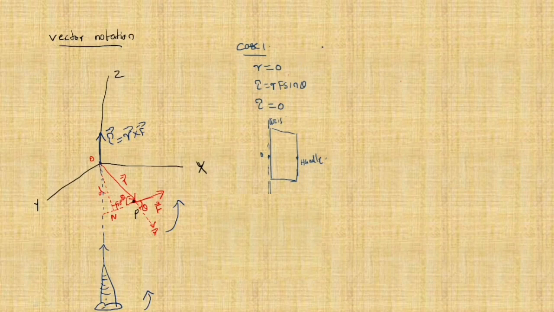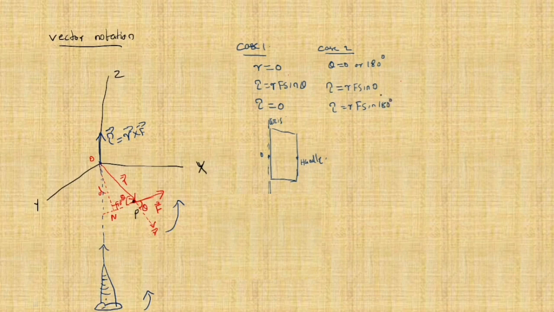Okay. Now let's discuss case 2. In case 2 we'll be dealing with when theta is equal to 0 or theta is equal to 180 degrees. The same example you can consider here. When theta is equal to 0, what does that mean? Torque is equal to RF sine 0, or torque is equal to RF sine 180.